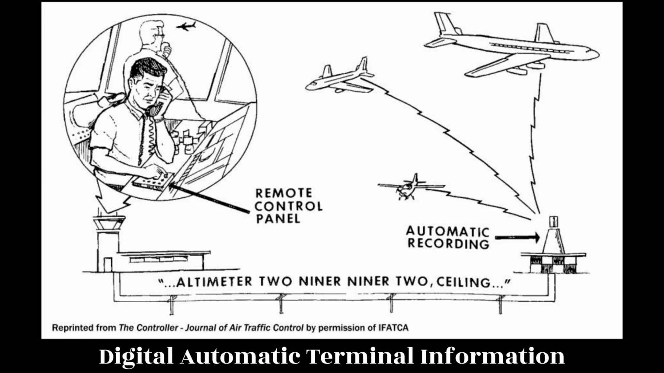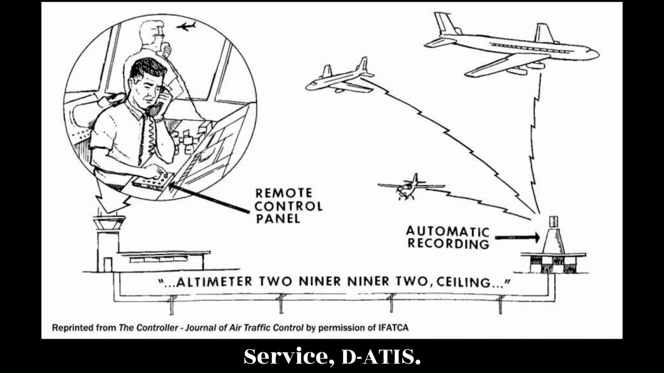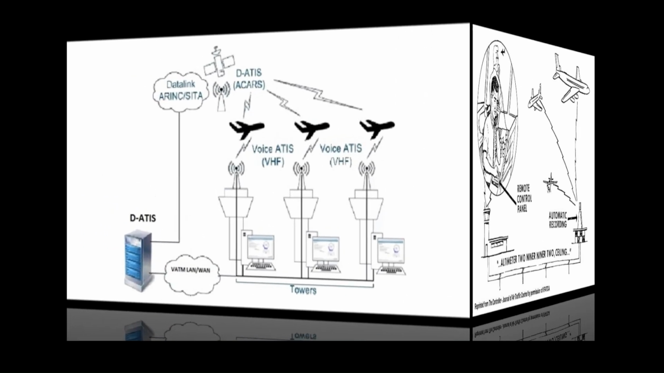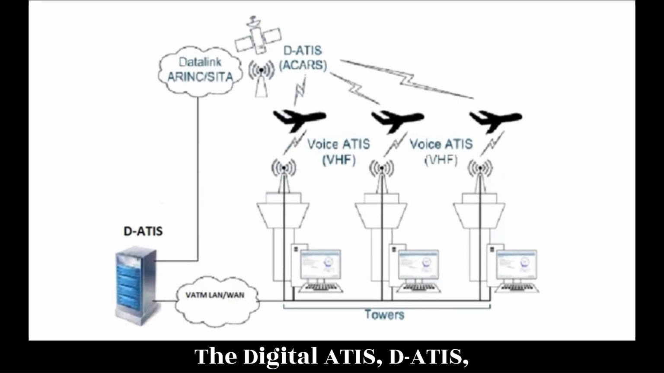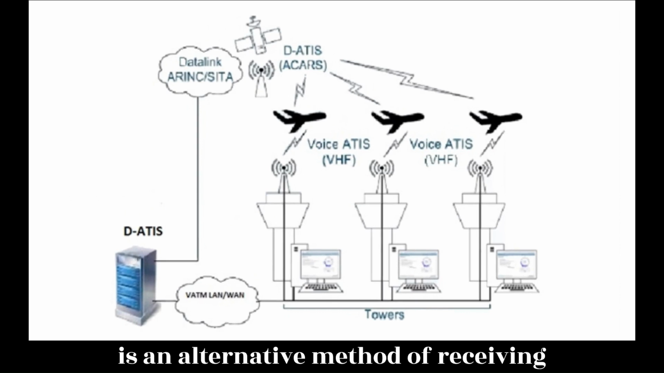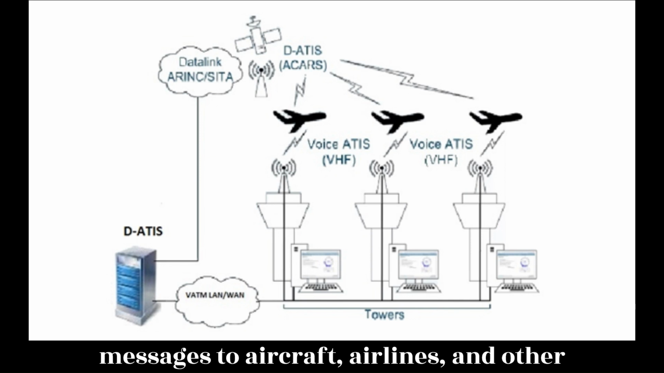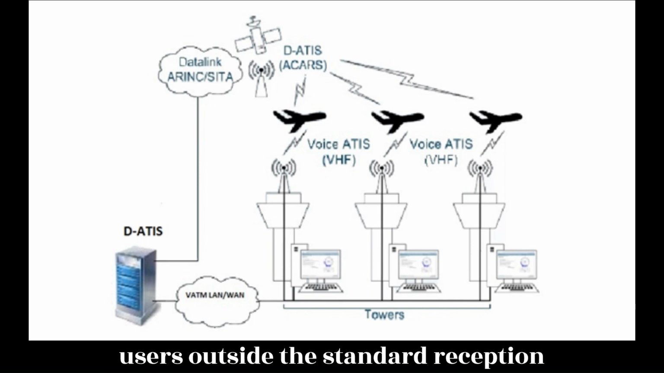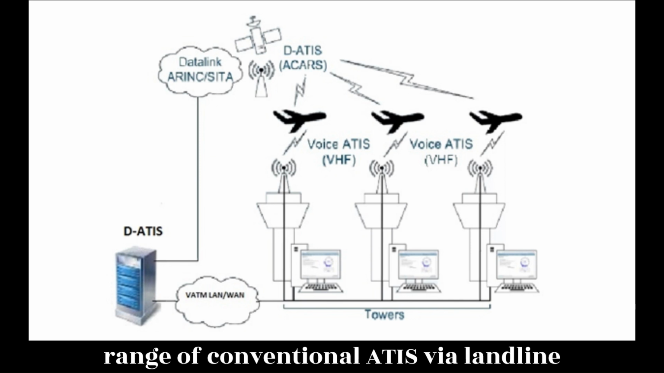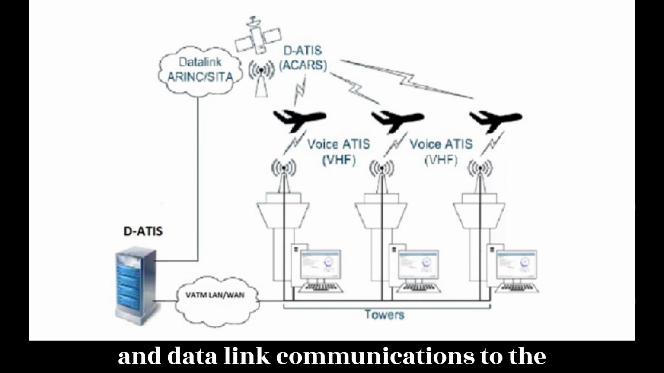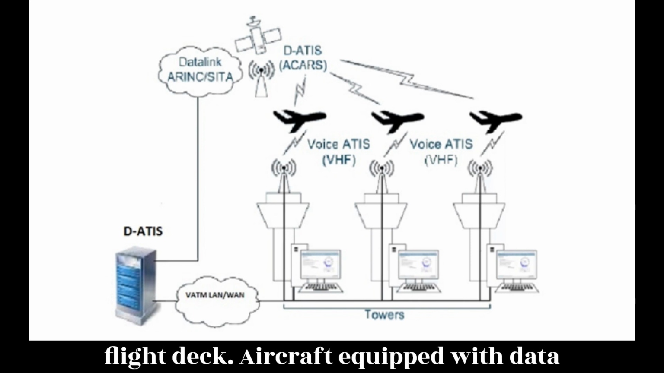Digital Automatic Terminal Information Service, DATIS. The Digital ATIS, DATIS, is an alternative method of receiving ATIS reports. The service provides text messages to aircraft, airlines, and other users outside the standard reception range of conventional ATIS via landline and data link communications to the flight deck.